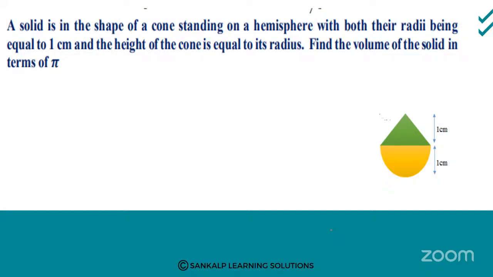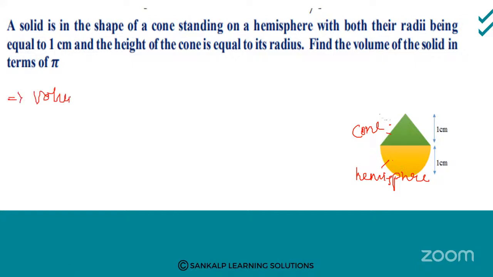Okay. Now, volume of the solid we want, right? Here, one solid is there, one hemisphere is there, and one cone is there. This is hemisphere and this is cone, right? This is cone. What we want? We want volume of this solid.